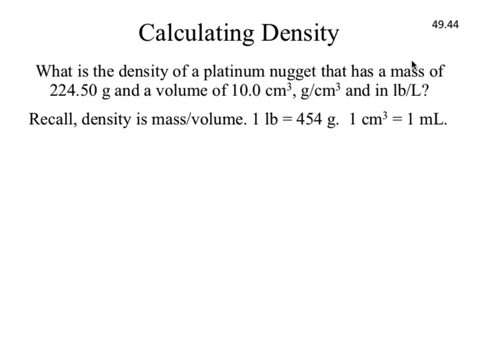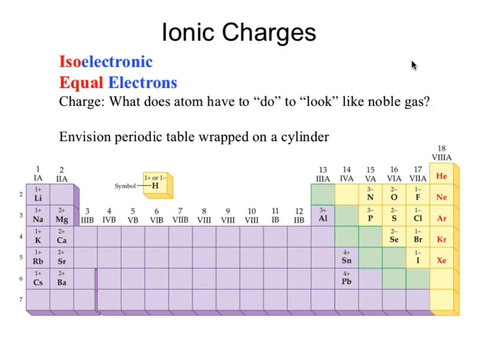Okay. More on density. Ignore that. Ionic charges. Isoelectronic meant equal electrons. Yes. Okay. I thought everybody really got this in class. I thought I did too. I really did. And I was pretty severely disappointed.